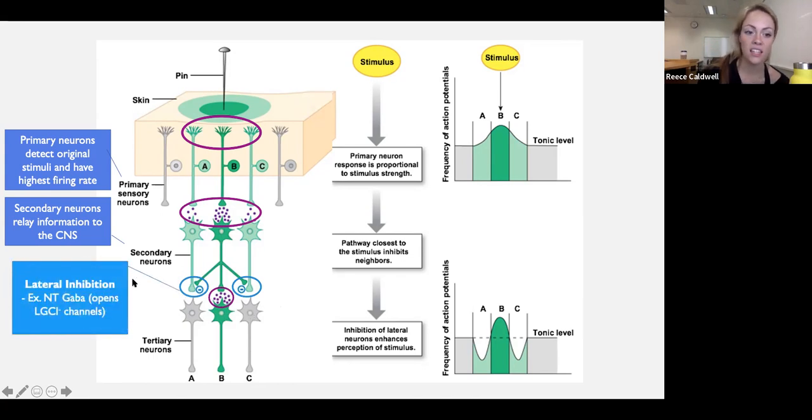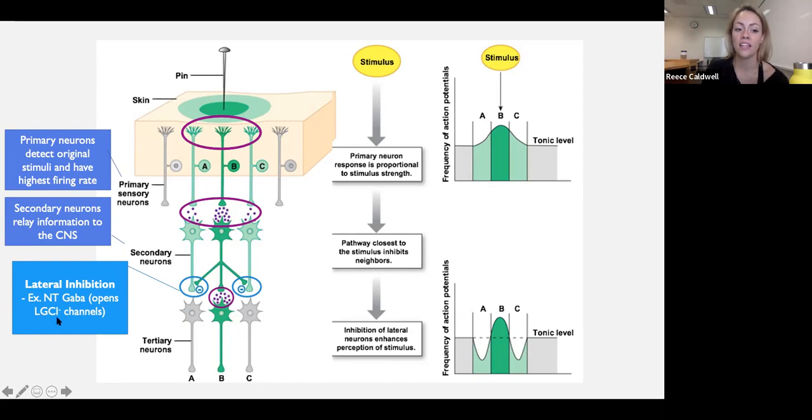So an example I like to use here is the neurotransmitter GABA. The neurotransmitter GABA opens ligand-gated chloride channels along the dendrites and cell bodies of our neurons. Last week, we looked at a neurotransmitter that opened ligand-gated sodium channels along the dendrites and cell bodies of the neurons, and this made the cell more positive. When the cell becomes more positive, what happens? The cell depolarizes, and we have an action potential.